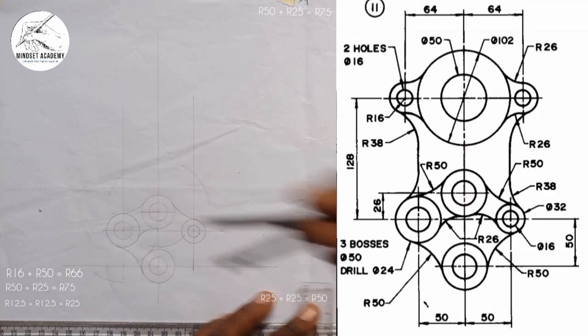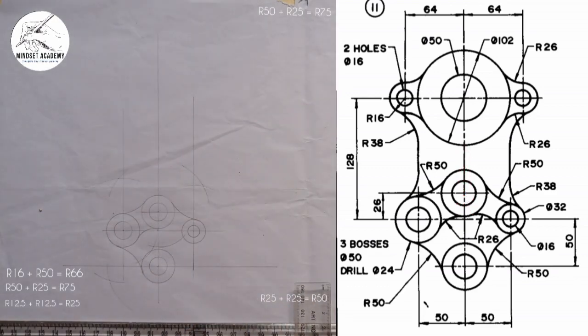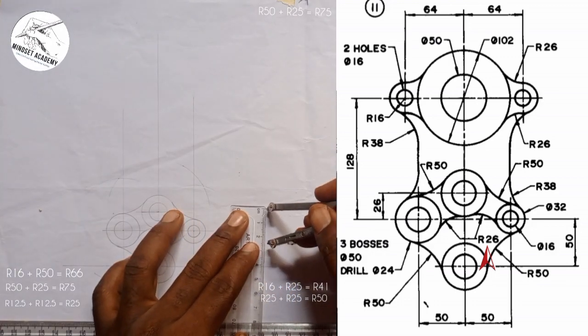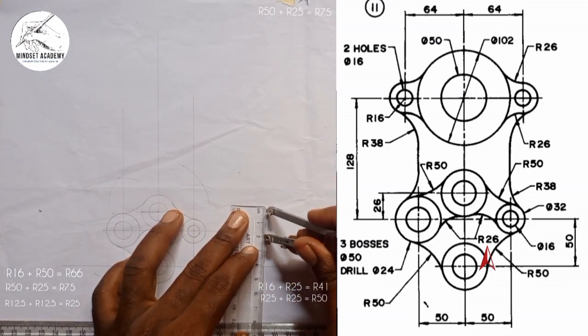Can I see that? And the other one will be 16. Half of the radius of 32 is 16. So 16 plus 25 will give us 41, right? Since it's half full size, 41 divided by 2 will give us what? 20.5. So I'm going to measure 20 from this point.